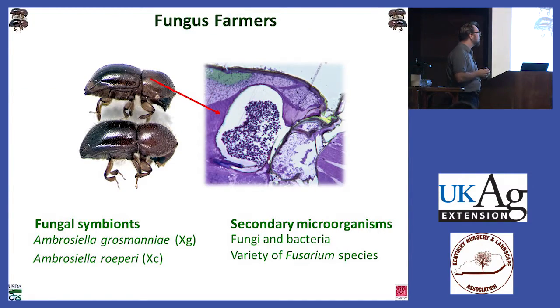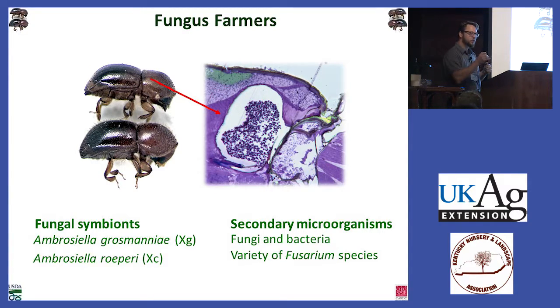So ambrosia beetles are one of the few examples of a fungus farming insect. What they do is they have a little pouch. If you were to slice the beetle longitudinally this way, you'd see a pouch within this region. And contained within that pouch are spores of their symbiotic fungus. So that's actually what they're feeding on. They're not feeding on the tree.